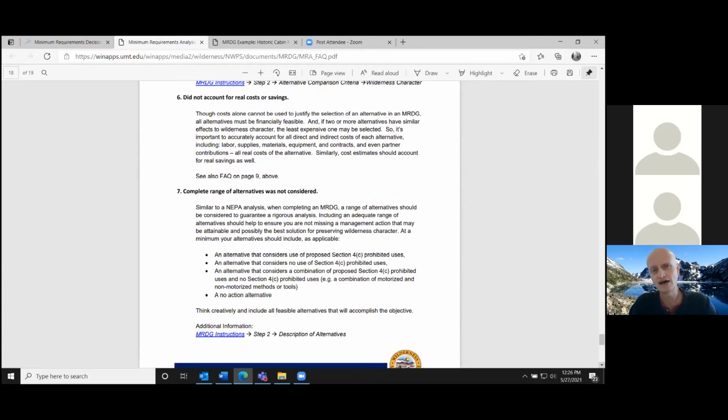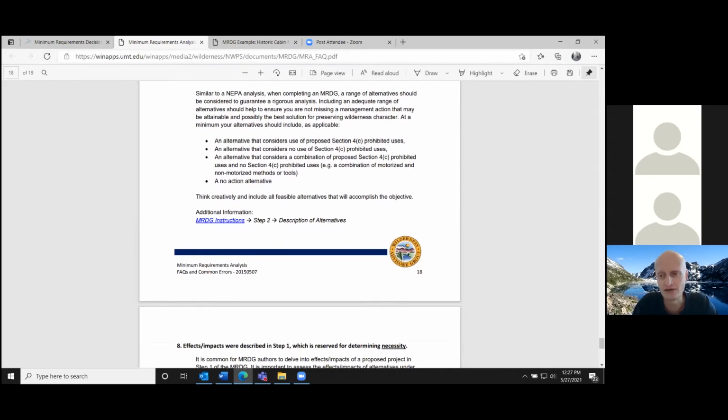Did not account for real cost savings. We no longer really look at cost, but sometimes that will pop up in an alternative not considered. It was cost prohibitive because of whatever reasons. Which very well may be the case, but make sure that is accurate. And if you're gonna go that route and throw out an alternative because of cost, make sure you're accurately looking at the costs of those alternatives you are considering as well.